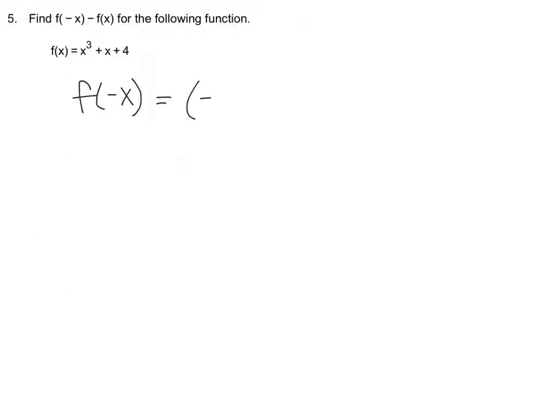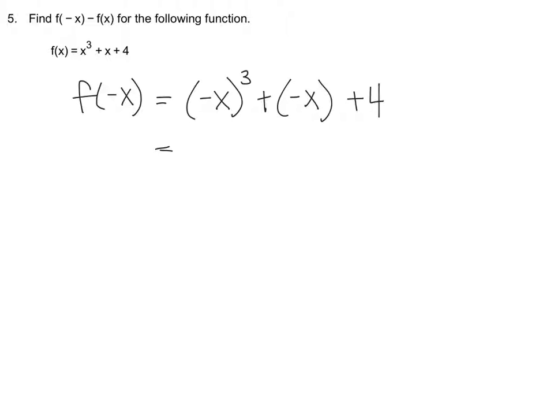So I have negative x, cubed, and I'm placing the negative x within parentheses because the negative sign and the x are both being raised to the third power. And then plus a negative x plus 4. So we can go ahead and simplify this.